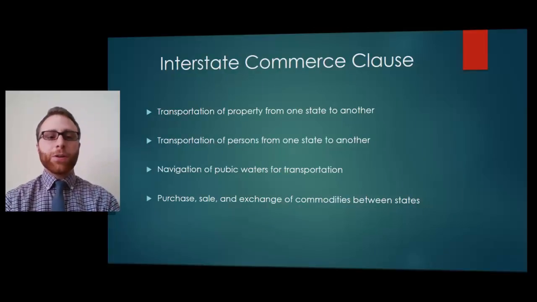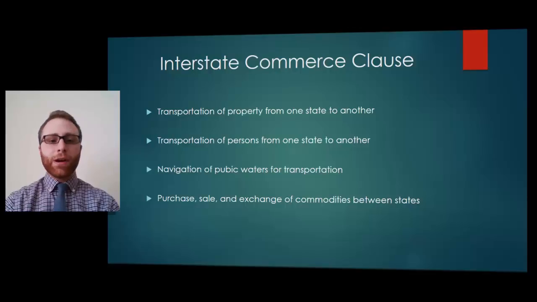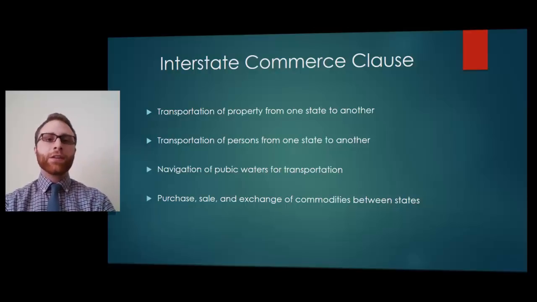So the Interstate Commerce Clause generally discusses transportation of property between one state and another, persons from one state to another, navigation of public waterways, and the purchase, sale, and exchange of commodities between states. This clause is intentionally left vague to allow it to be open to interpretation.